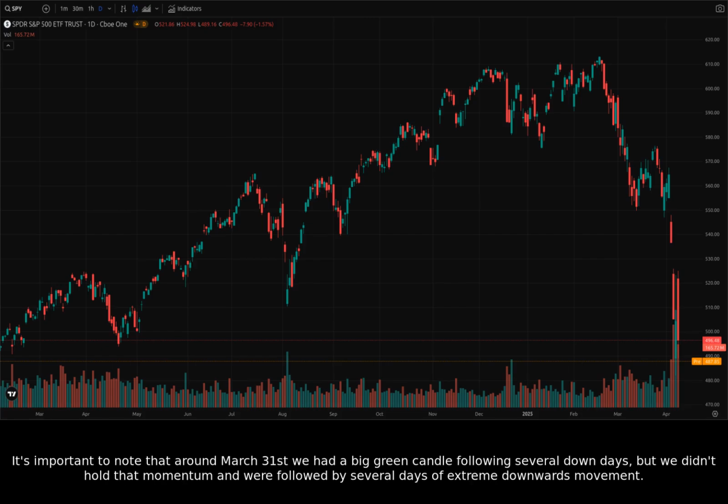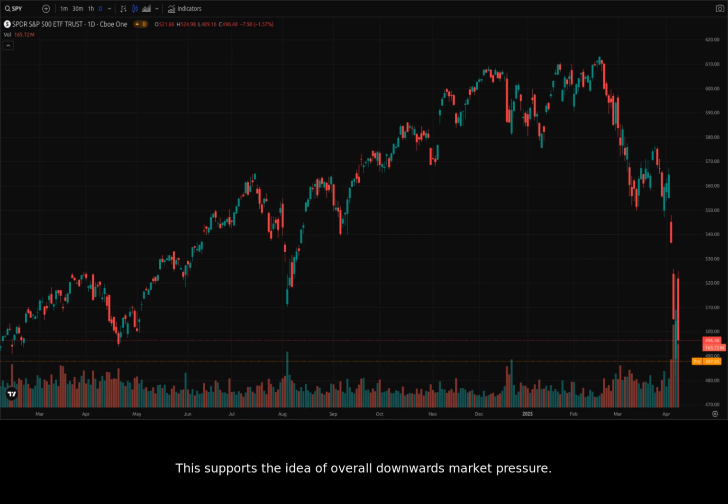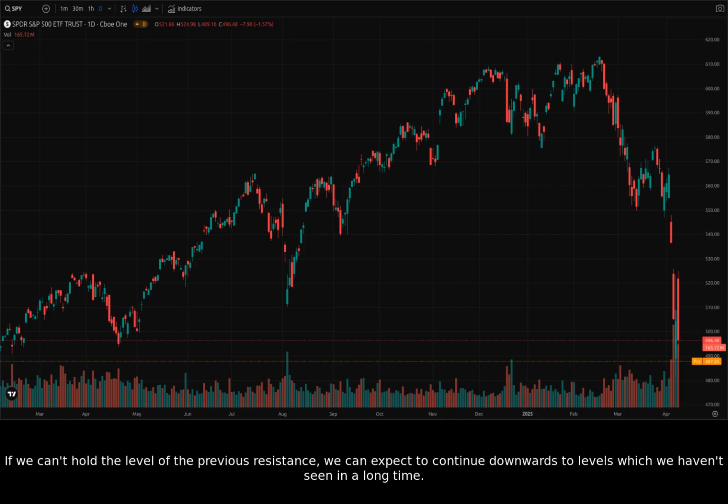It's important to note that around March 31st, we had a big green candle following several down days, but we didn't hold that momentum and were followed by several days of extreme downwards movement. This supports the idea of overall downwards market pressure. If we can't hold the level of the previous resistance, we can expect to continue downwards to levels which we haven't seen in a long time.